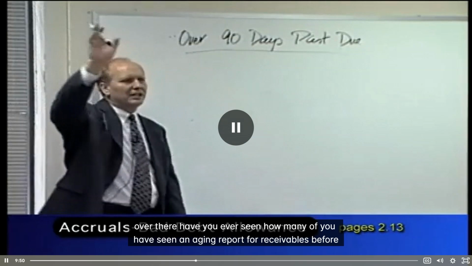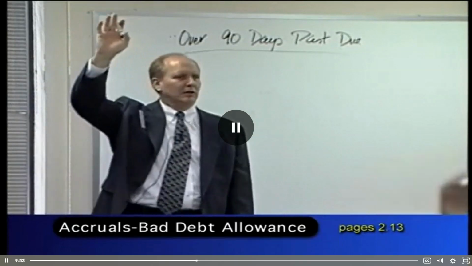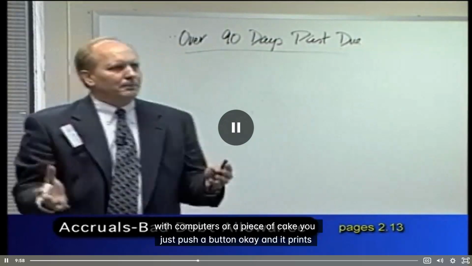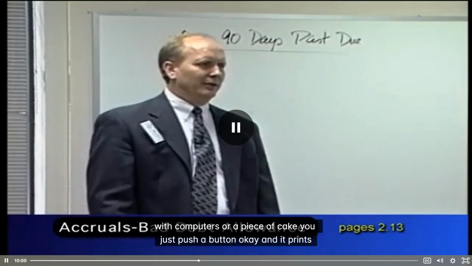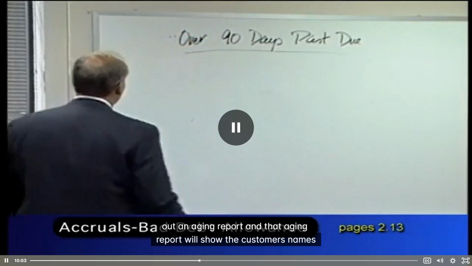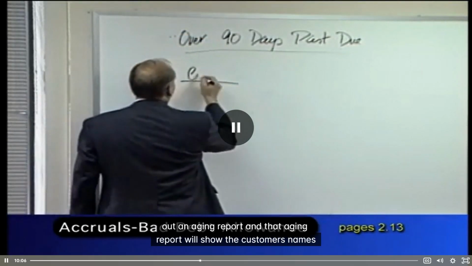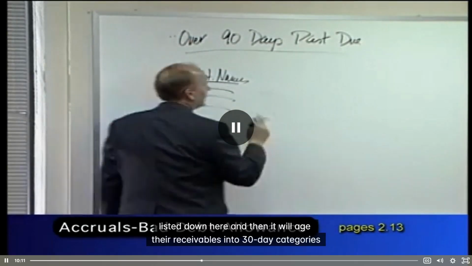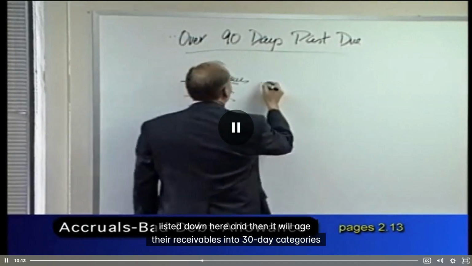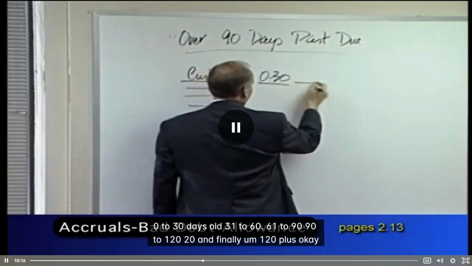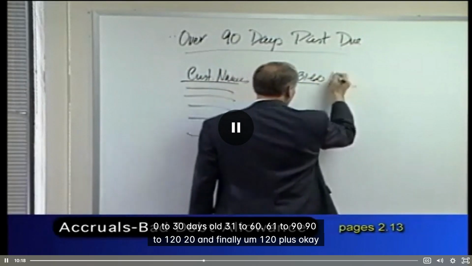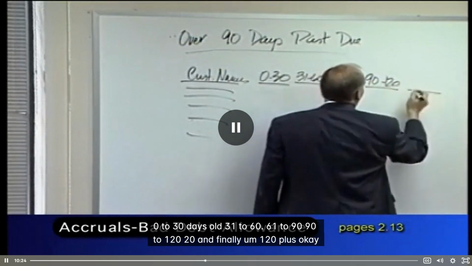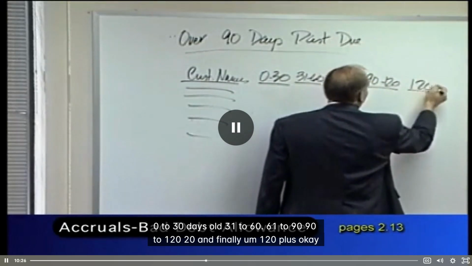Have you ever seen, how many of you have seen an aging report for receivables before? A few of you have. Aging reports are very consistent. With computers, they're a piece of cake. You just push a button, okay? And it prints out an aging report. And that aging report will show the customer's names listed down here. And then it will age their receivables into 30-day categories. 0 to 30 days old, 31 to 60, 61 to 90, 90 to 120, and finally 120 plus. Okay?